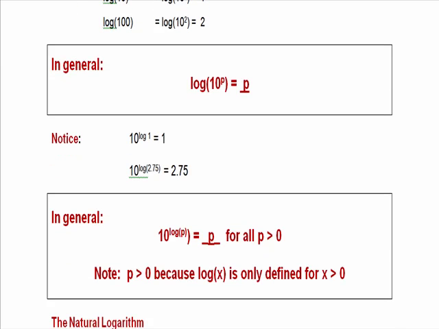So notice in general, 10 raised to the log of p is going to equal p for all p greater than 0. Now note again, I mentioned this, that p has to be greater than 0, and that's because the log of x is only defined for x greater than 0. And we'll talk about that a little bit more as we move through the chapter.